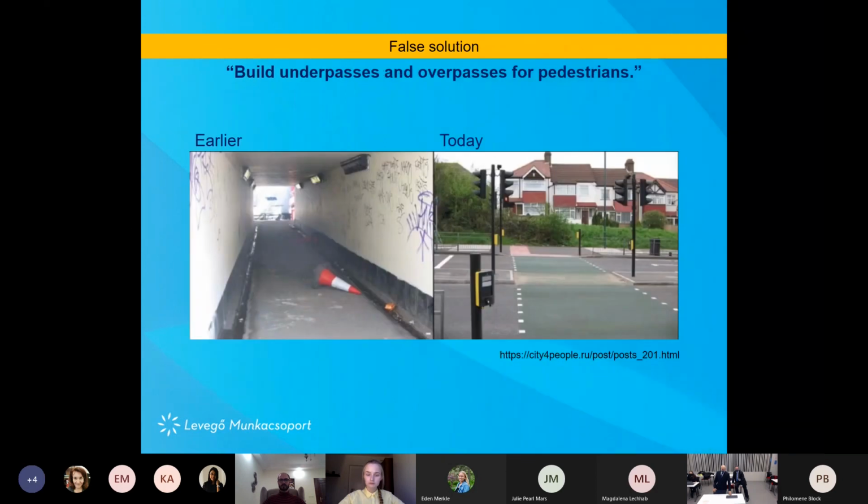So often they say that cars must move freely. Let's put the pedestrians and cyclists under the roads or over the roads. This is also only increasing car traffic and making life for pedestrians and cyclists miserable. So you shouldn't do that.